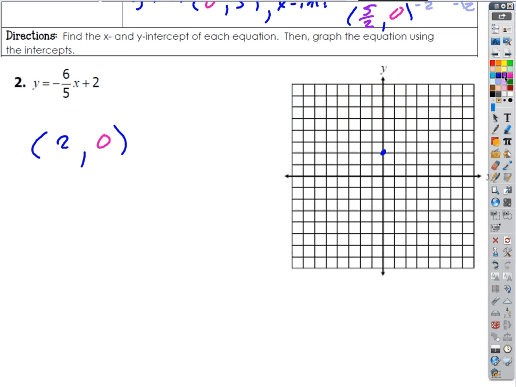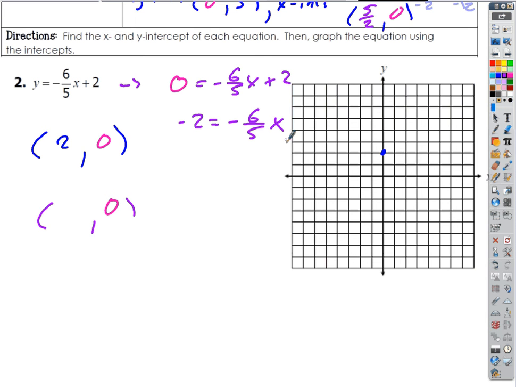What if I want to find the X-intercept? I'm going to set Y equal to 0 and solve for X, right? So what does that give us? We're going to get 0 equals negative 6/5 X plus 2. What are the 2 steps to get the X by itself? Subtract 2. Okay, so I get negative 2 equals negative 6/5 X. How do I undo multiplying by negative 6/5? Multiply 5 on each side.